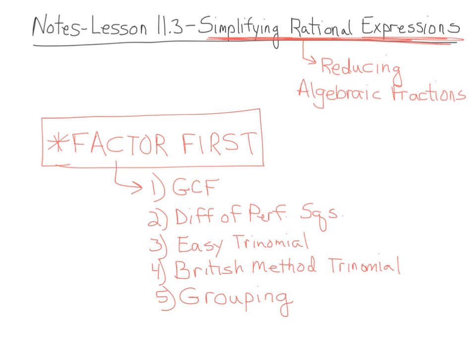And how do you factor? Well, you always look for a GCF first, a greatest common factor. If it's a binomial, it might be the difference of perfect squares. It might be an easy trinomial. It might be a trinomial that requires the British method. Or it might have 4 or more terms, which would require the grouping method. All right, so the better you are at factoring, the more you remember your factoring skills, the easier the rest of this unit will be. All right, let's try some examples.